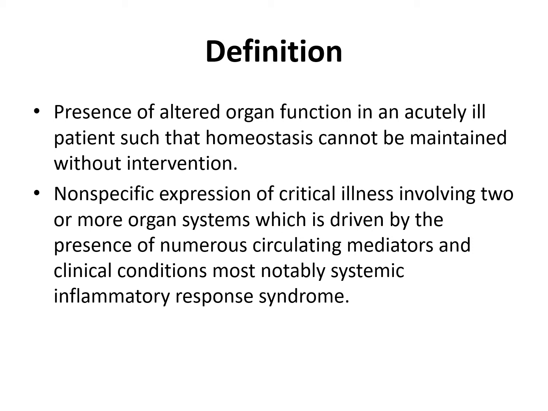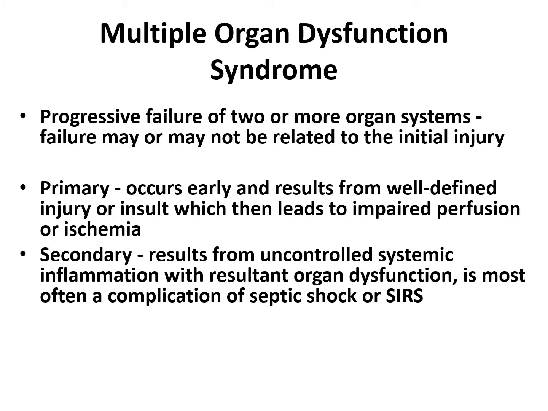Even with intervention, if certain qualities are not met, then the organs will continue to fail even with that intervention. And I'll discuss a little bit more about that later. Multiple organ dysfunction syndrome is progressive. We also look at it as being 2 organs or more that are failing.